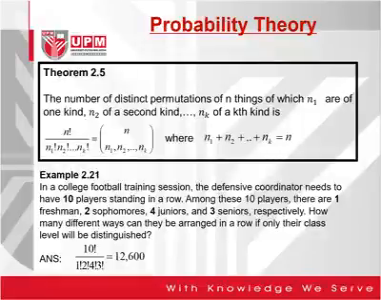Look at example 2.21. In the college football training sessions, the defensive coordinator needs to have 10 players standing in a row. Among these 10, there is one freshman, two sophomores, four juniors, and three seniors. If you look at the four juniors, you just know that they are juniors. They look alike to you, so you cannot differentiate them.